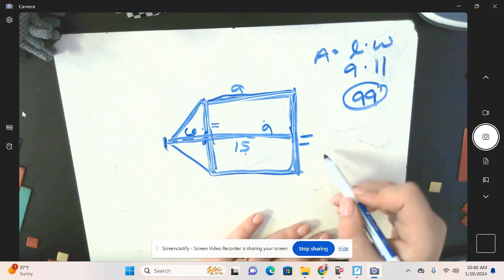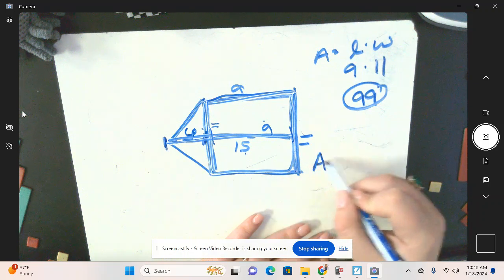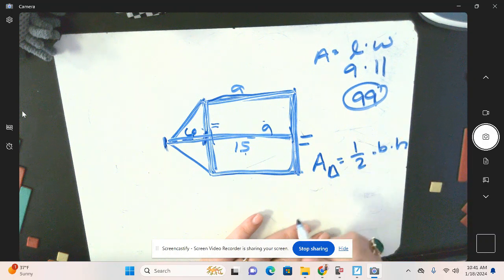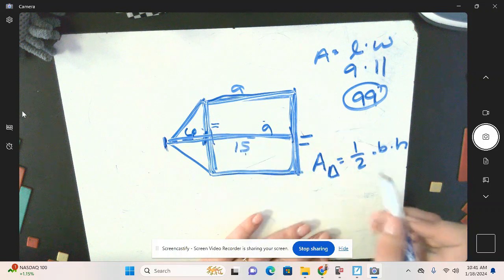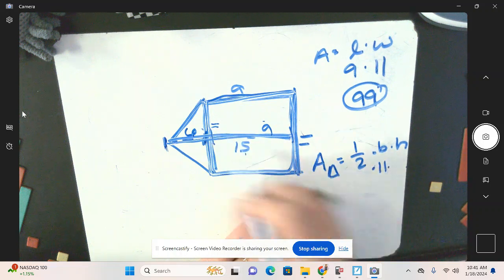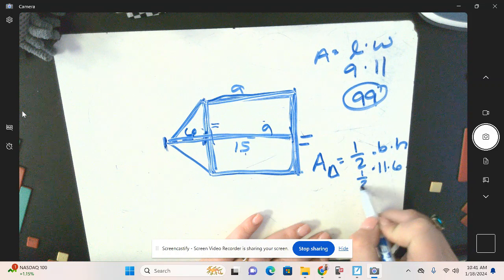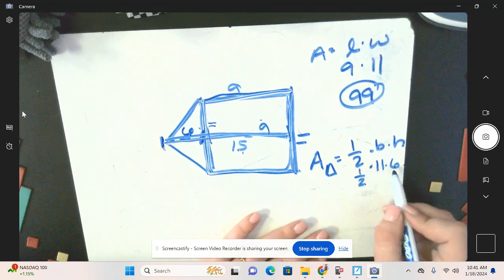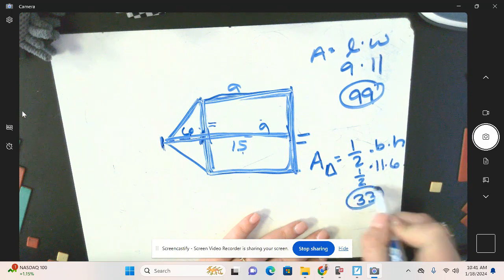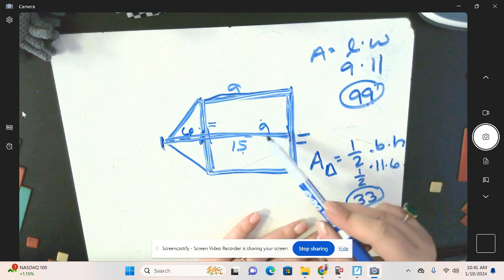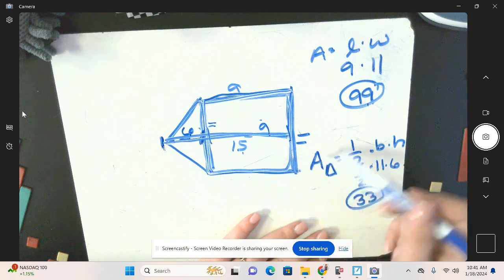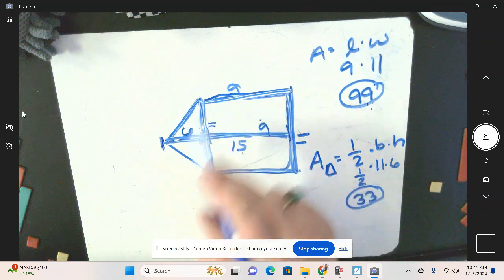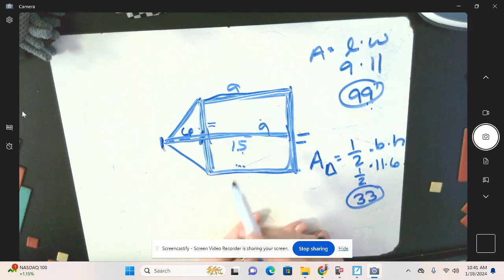And according to the formula for area of a triangle, the area of a triangle equals 1/2 the base times the height. So the base is going to be 11, and the height is 6, and then we have half of that. So 1/2 times 11 times 6 is going to give me 33. So I have 99 as my rectangle and 33 as my triangle, and I need to figure out the total, so I have to add those two things together to give me my total area for this shape, the pentagon.